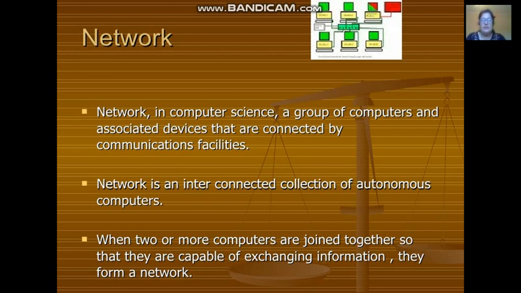Network. In computer science, a group of computers and associated devices that are connected by communication facilities. A network is an interconnected collection of autonomous computers. When two or more computers are joined together so that they are capable of exchanging information, they form a network. That is the explanation of this term.